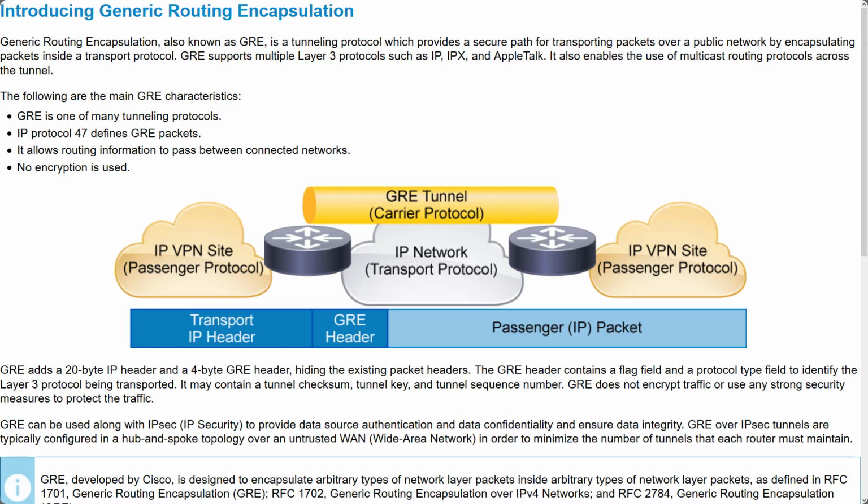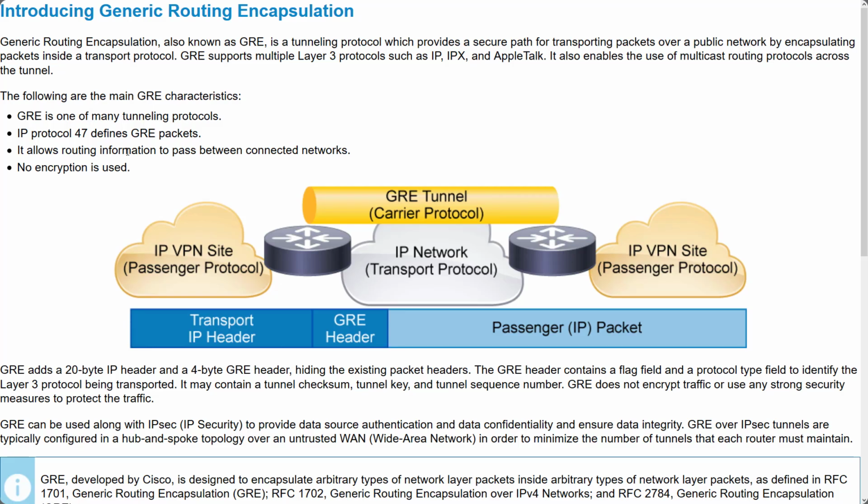Now, GRE rides right on top of IP. Specifically, it's protocol 47. The GRE header is relatively small. It's only 4 bytes. But we are adding an additional transport IP header. So the overall overhead for GRE is 24 bytes. Now, that's a very lightweight tunneling protocol compared to some of the others that might exist.